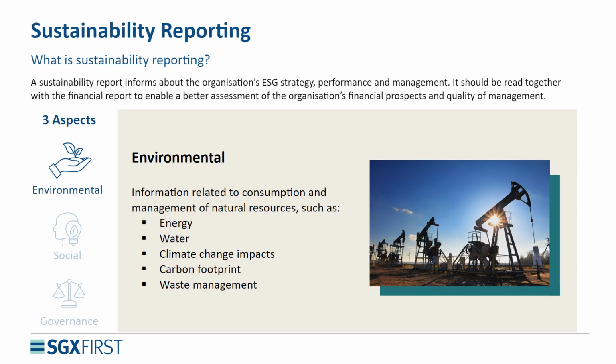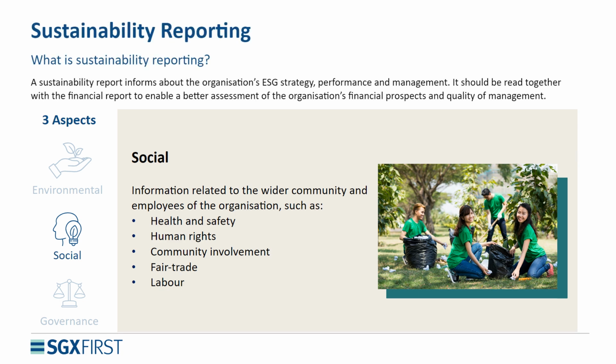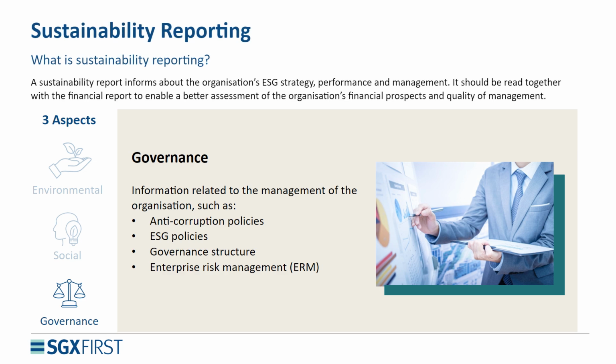The environmental aspect covers information related to consumption and management of natural resources, such as energy and water, climate change impacts, carbon footprint, and waste management. The social aspect covers information related to the wider community and employees of the organization, such as health and safety, human rights, community involvement, fair trade, and labor. The governance aspect covers information related to the management of the organization, such as anti-corruption policies, ESG policies, governance structure, and enterprise risk management or ERM.